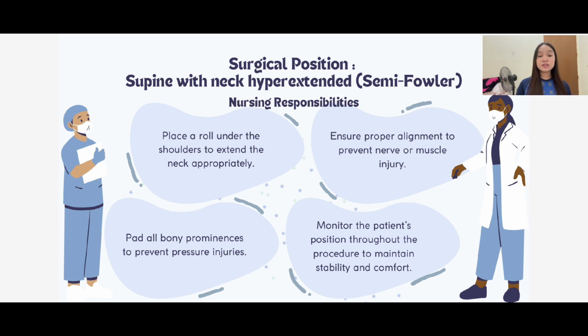The nursing responsibilities for this surgical position: first, place a roll under the shoulder to extend the neck appropriately. Second, ensure proper alignment to prevent nerve or muscle injury. Third, pad all bony prominences to prevent pressure injuries. And lastly, monitor the patient's position throughout the procedure to maintain stability and comfort.